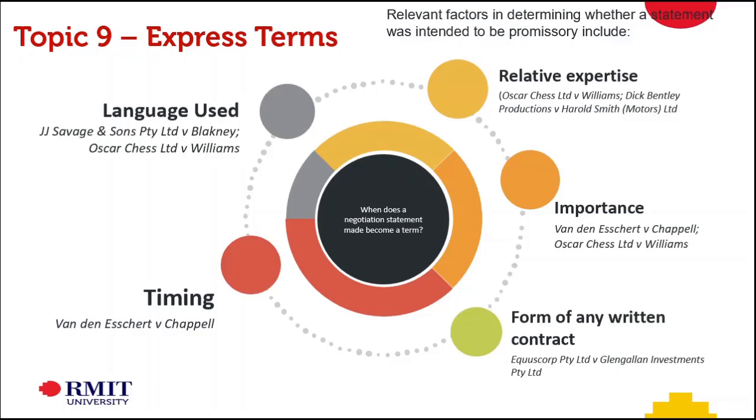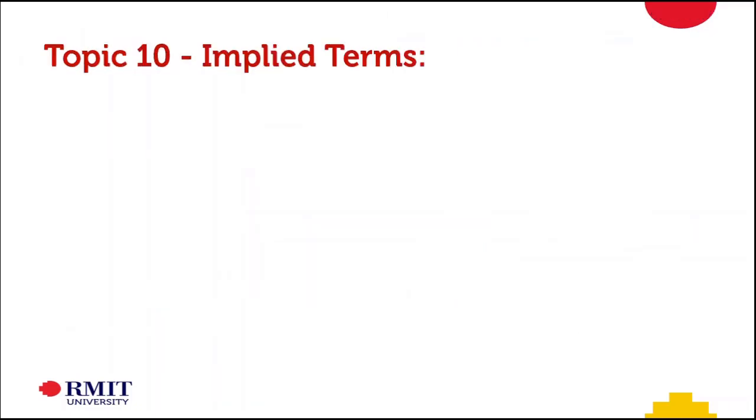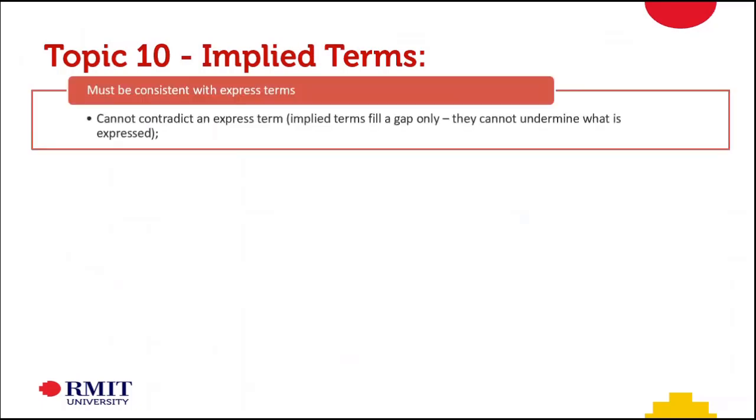Timing, again, Van den Eschet and Chapel. The extent to which there is a written agreement. A subsequent written agreement that is signed trumps an earlier oral negotiation. And other relevant factors. Annoying, but it's there, so you don't have to be limited.